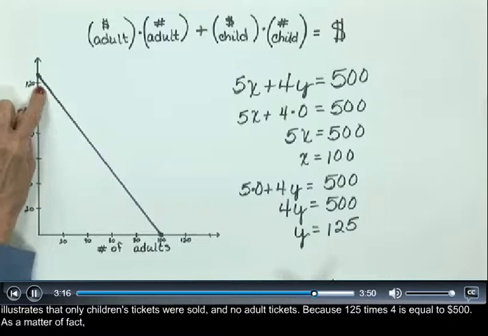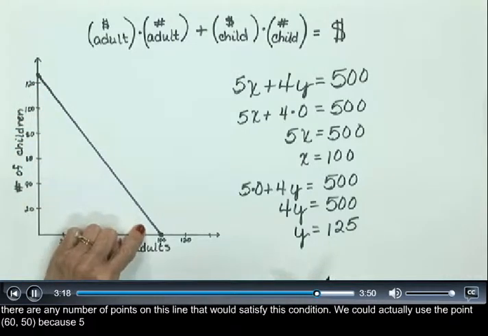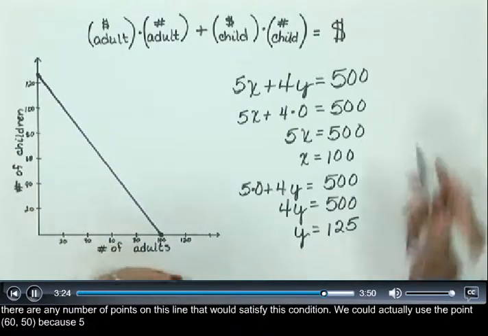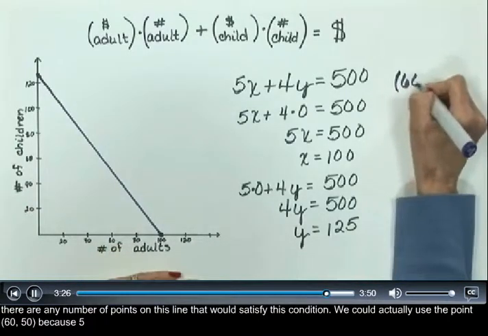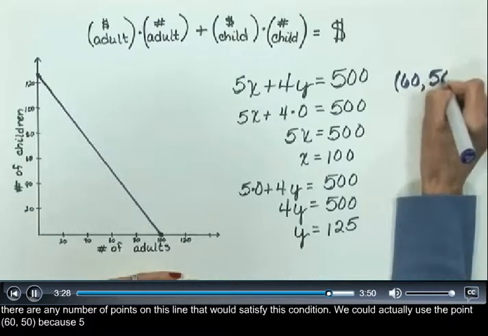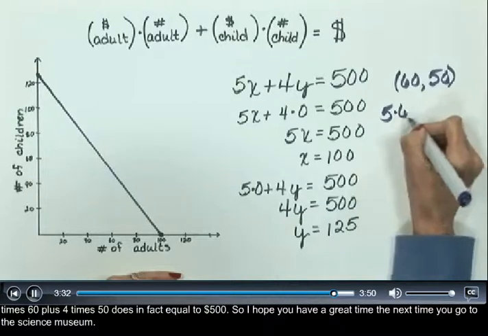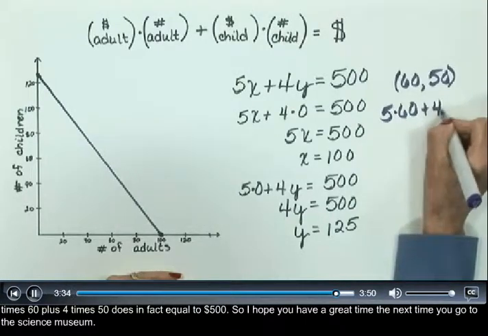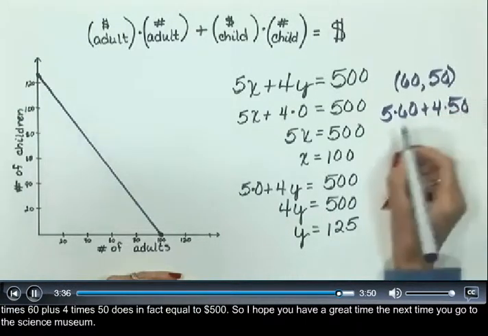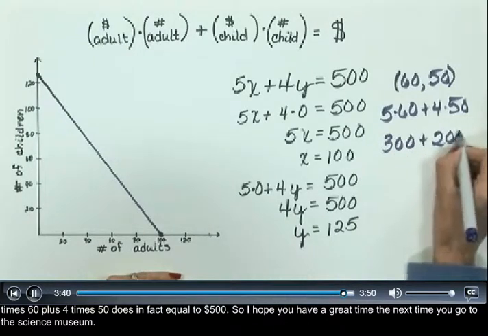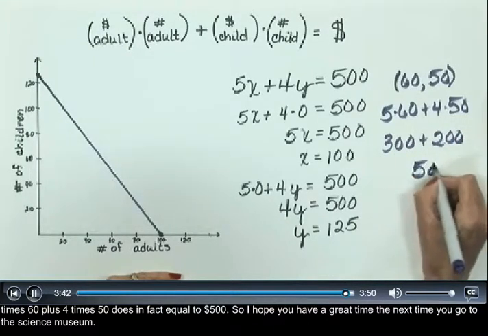As a matter of fact, there are any number of points on this line that would satisfy this condition. We could actually use the point (60, 50), because 5 times 60 plus 4 times 50 does in fact equal $500.